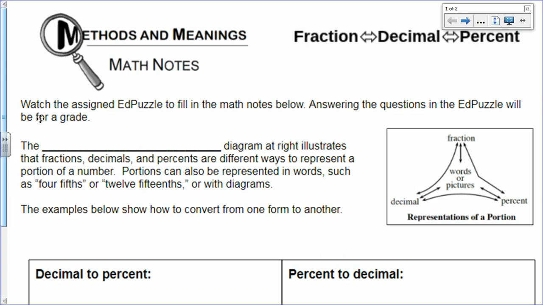So the first part of this, and you should have your math notes out in front of you so you can fill them in as we go, is the representation of a portion web. So it's this diagram that's over here. It is just a way to put all the different representations of a number in one place. So we have a fraction, a decimal, a percent, words or pictures, all in one spot. The diagram at right illustrates that fractions, decimals, and percents are different ways to represent a portion of a number. Portions can also be represented in words such as 4/5 or 12/15, or with diagrams. The examples below will show you how to convert one form to another.